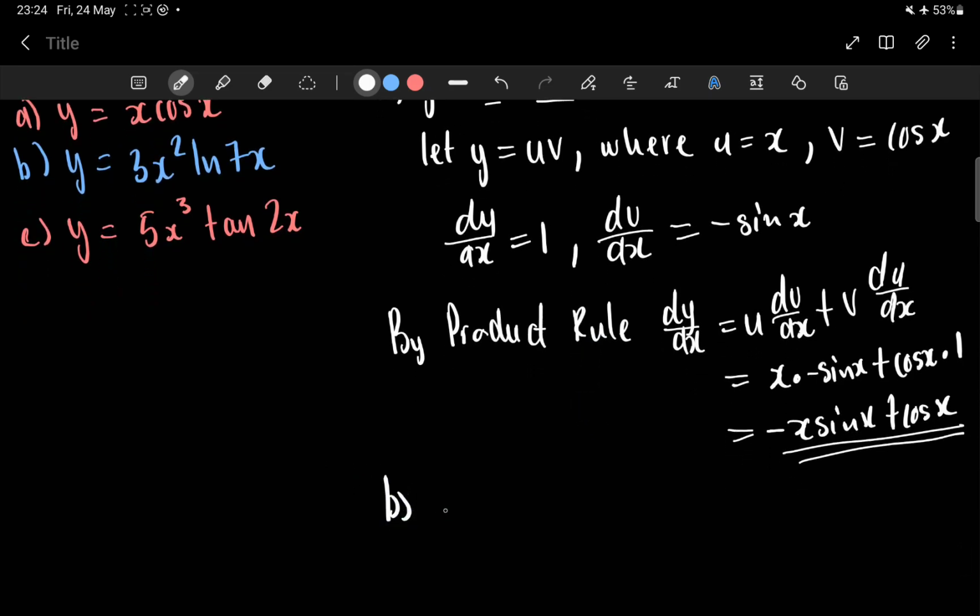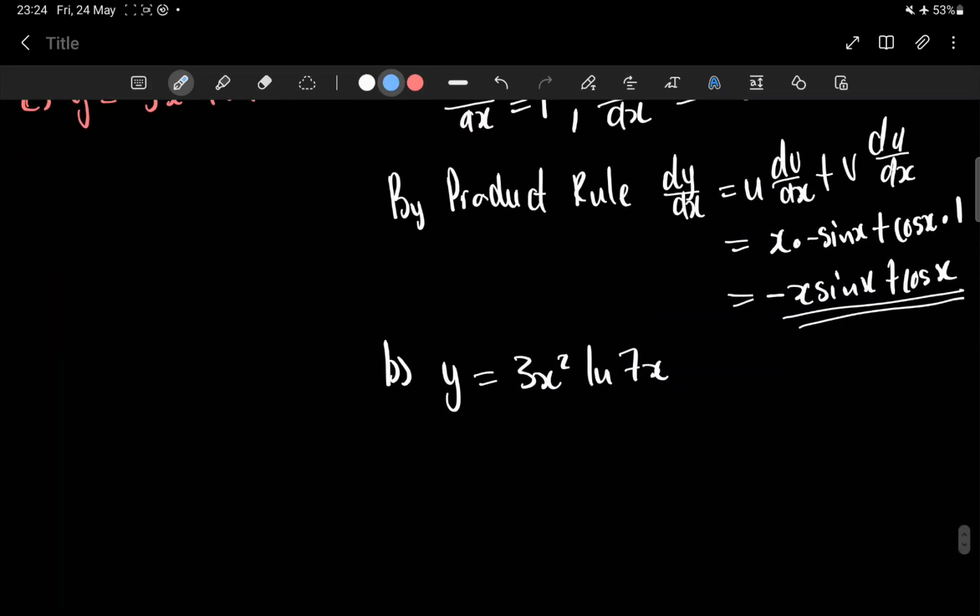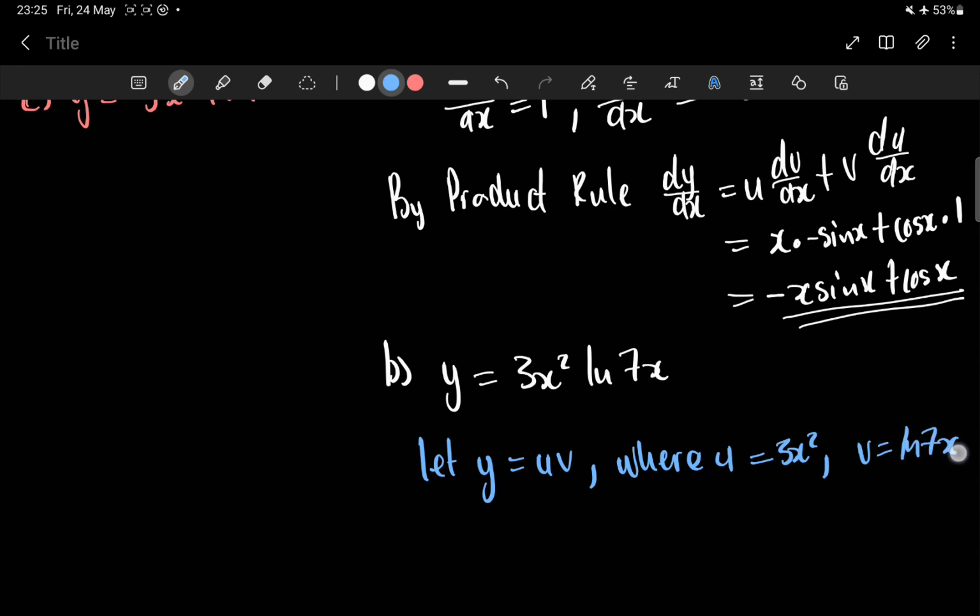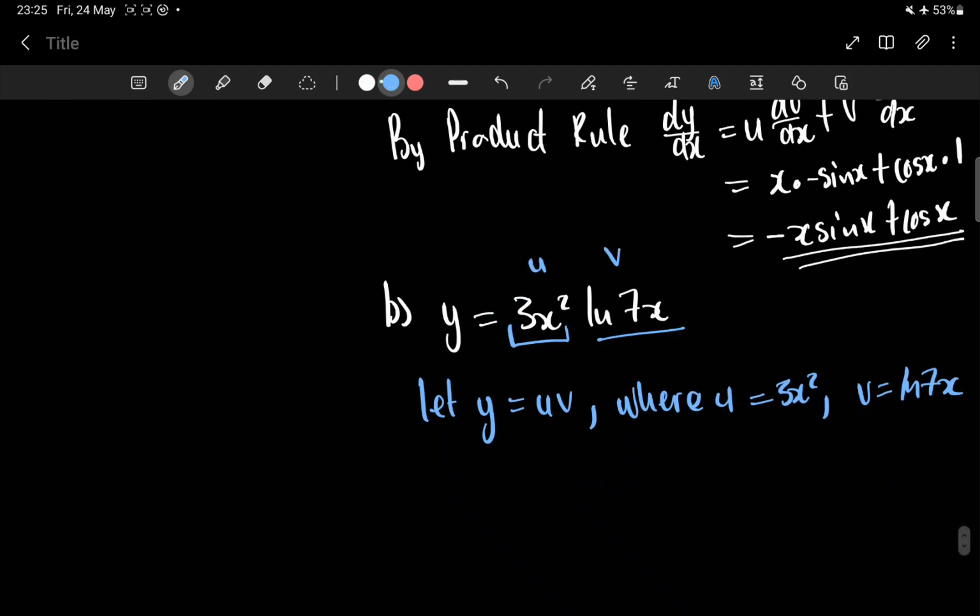Part B, we have y being equal to 3x squared ln 7x. You can say let y be equal to uv, where u is equal to 3x squared and v is equal to ln 7x. This second part is my v, and this first function is my u.